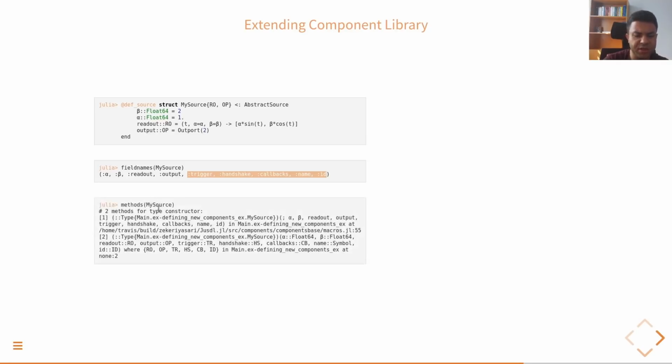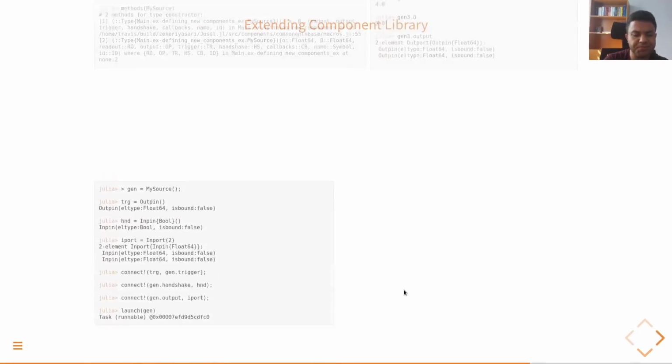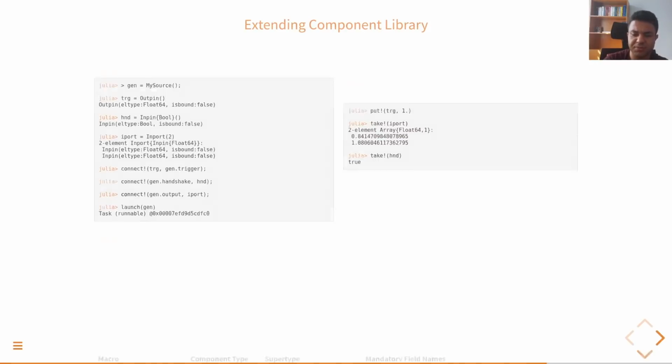We can see the constructors of our new type. We have two constructors, and you can see some examples to construct instances of our new type on the right. In order to see our new type working properly in Jusdl, let's construct an instance of it, construct the required pins and ports, connect them to our new component, and launch the required task to trigger the component. Let's trigger the component at t equals 1, and we can take data out of the component. This means that the component works properly in Jusdl.